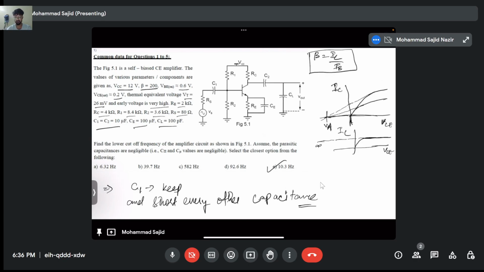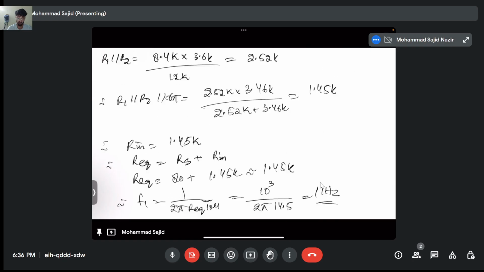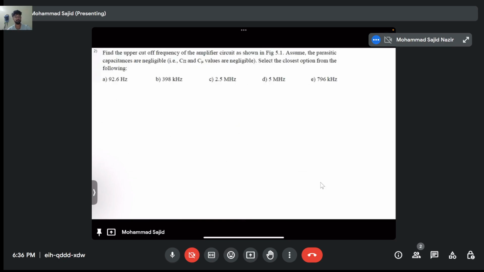Similarly, let's see the next question, which focuses on the upper cutoff frequency. So now we have the upper cutoff frequency. Let's assume CL determines the upper cutoff frequency. Alright, since we know the output capacitance is the determining factor.